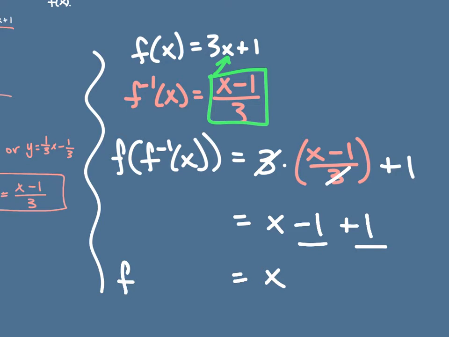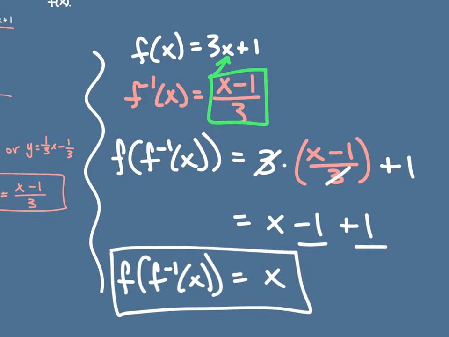So when you have a function and its inverse and you do a composite function, you should just get x out of that. And that's always going to work if you've calculated the inverse correctly.